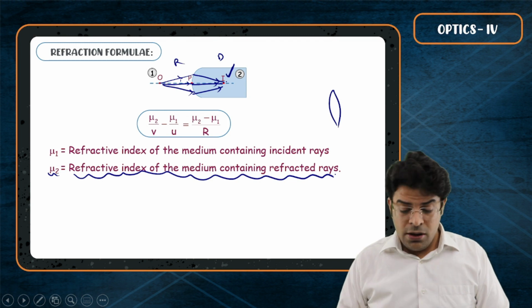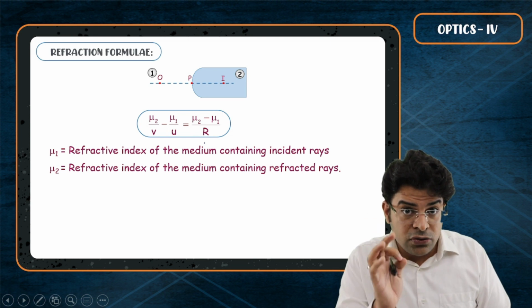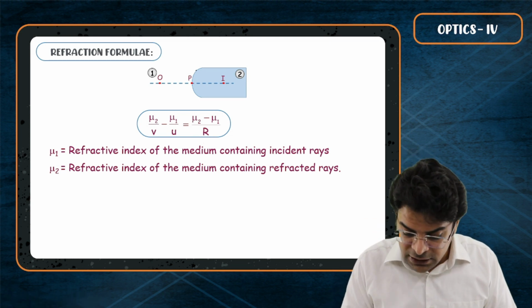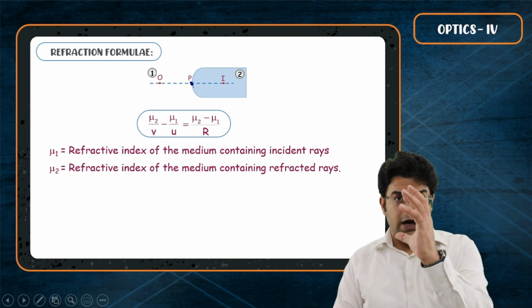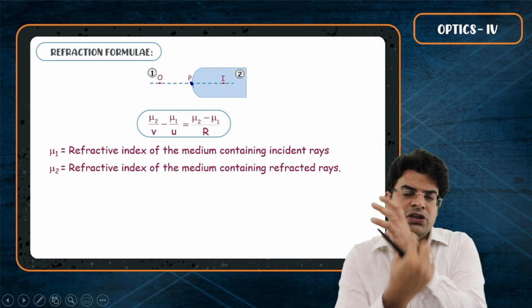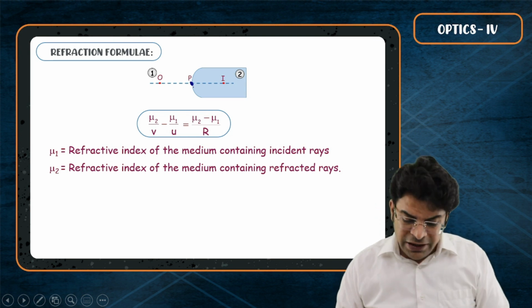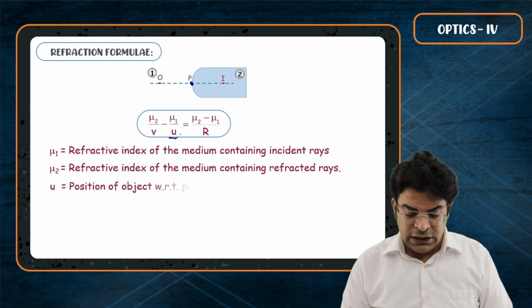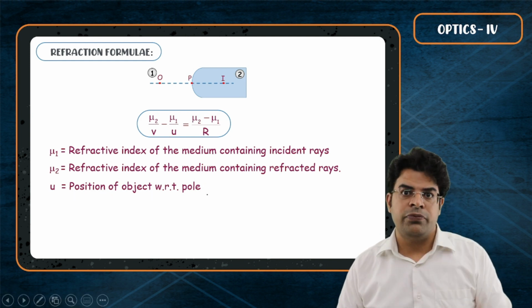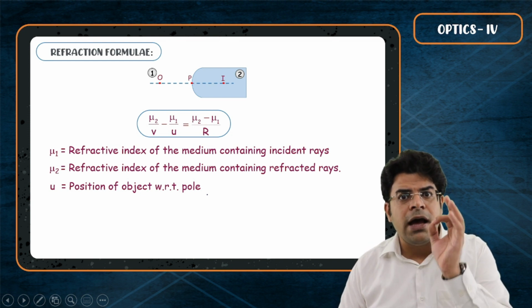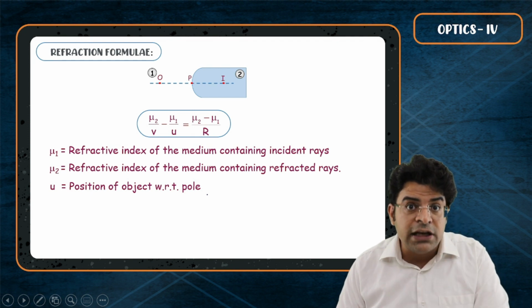Next thing, beta, what is U, what is V, what is R? Listen to them carefully. Here you know that the refraction takes place on this part of surface. The center of this curved part on the surface is called the pole, just like we use the term pole for our spherical mirrors. So we say that what is U? U is the position of object with respect to pole, not distance, position. And when we are talking about position, we need to know which direction has to be taken as positive, which direction has to be taken as negative.